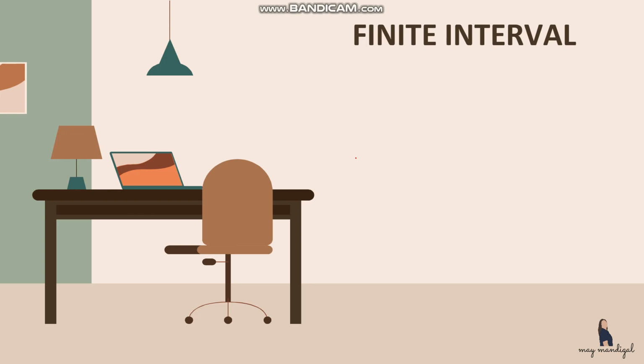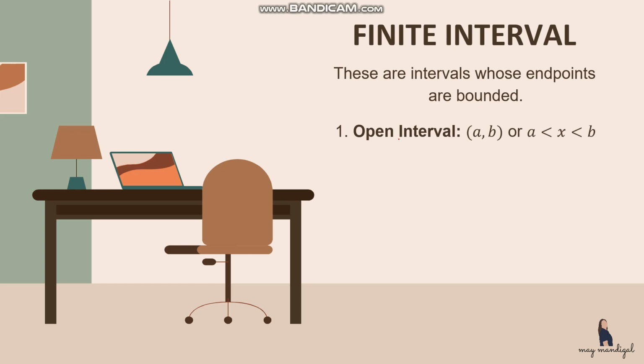We have what we call the finite interval. These are intervals whose endpoints are bounded. So when you say finite interval, that means we have endpoints, or there are boundaries. The first kind of finite interval is the open interval. In an open interval, our boundaries are not included. So we use (a, b), a not included up to b not included, or we can say that x is greater than a but less than b.